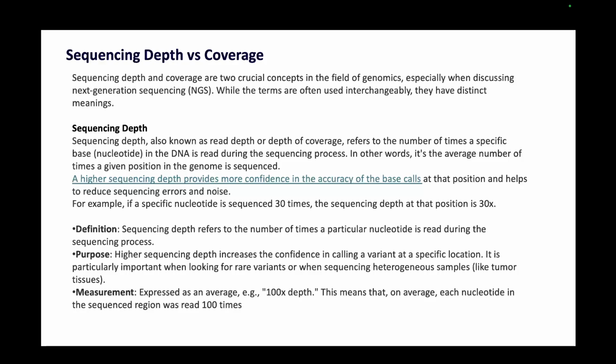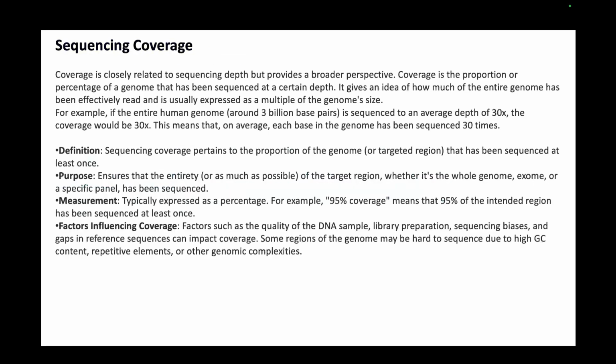Higher sequencing depth increases the confidence in variant calling at a specific location. It is particularly important when looking for rare variants or when sequencing heterogeneous samples like tumor tissues. And it is represented in that form, number and x, depth. So this is what sequencing depth is.